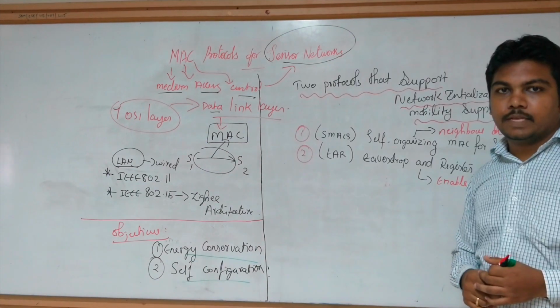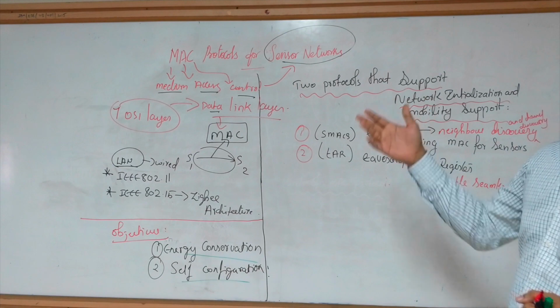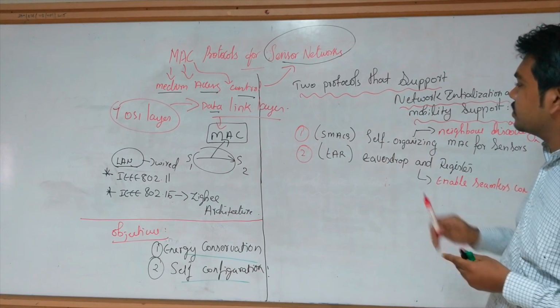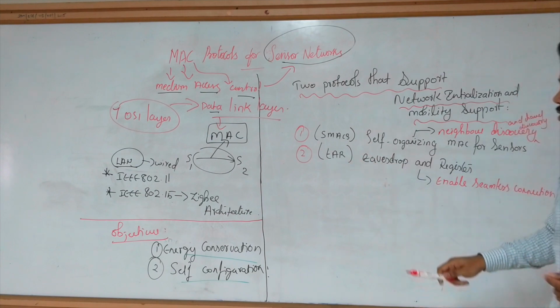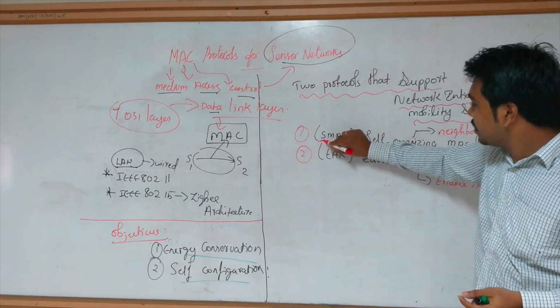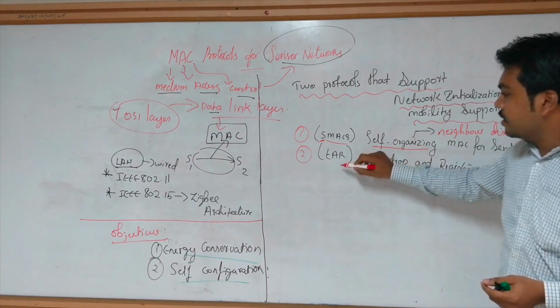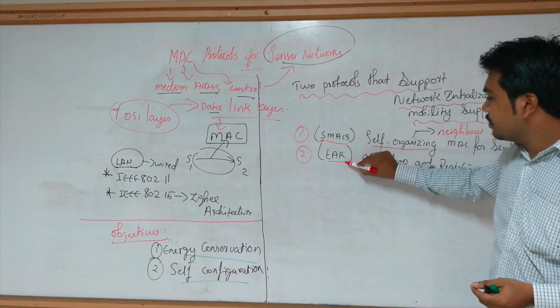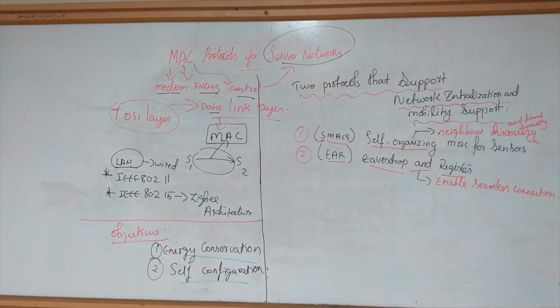Okay. And the next one is the protocols which are used with respect to the MAC. There are two types of protocols. One is S-MAC, another one is EAR. So what this S represents is self-organizing MAC, and the second one is EAR. This is nothing but the eavesdrop and register protocol.